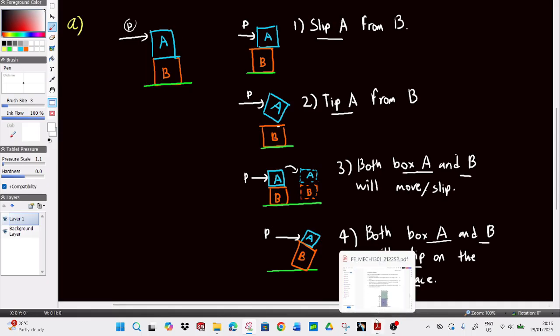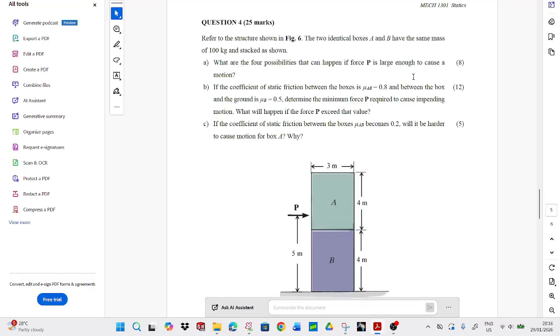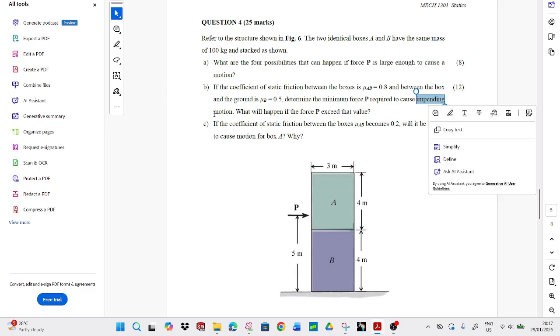Okay, so easily that's your 8 marks. Pretty simple. Now, if the coefficient of static friction between the boxes, μAB, is 0.8, and between the box and the ground is 0.5, determine the minimum force P required to cause impending motion. The key phrase here is to cause impending motion.